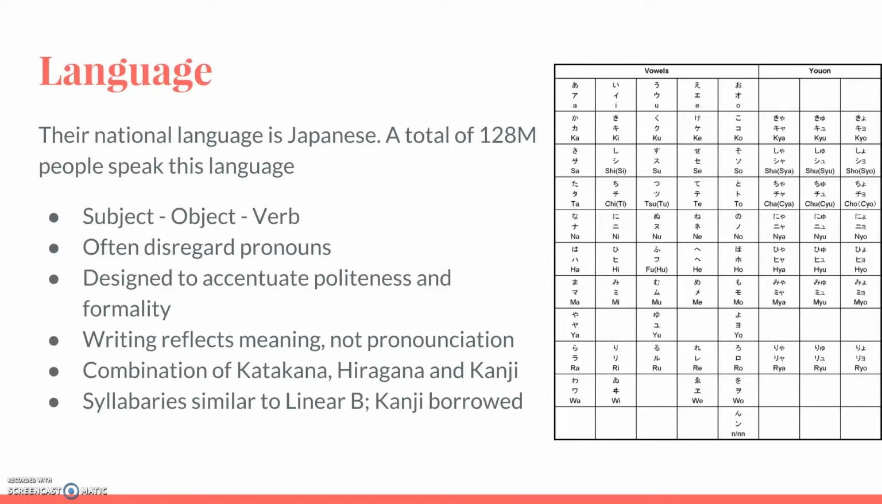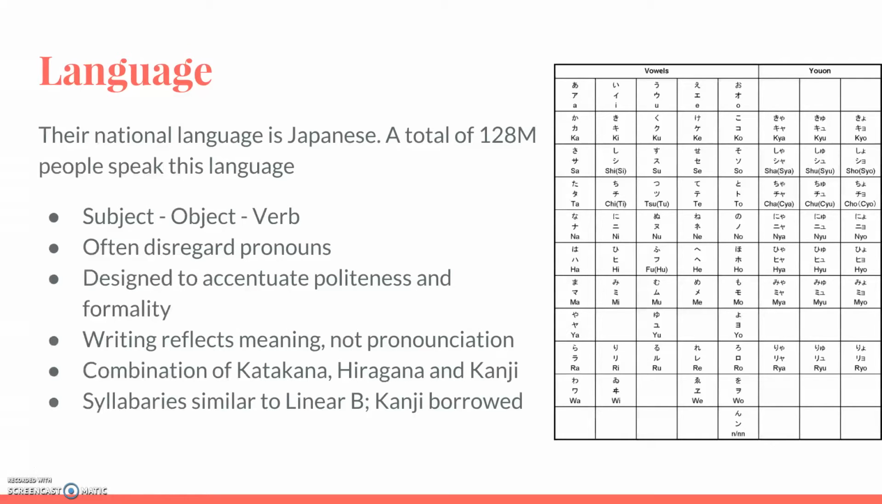A total of 128 million people speak Japan's national language, Japanese. It is structured subject-object-verb, the most common word order, and often disregards pronouns as context is usually available, sometimes resulting in single words meaning complete sentences. It also often accentuates politeness as a result of its culture and history. In writing, the characters reflect meaning, not pronunciation, borrowing Chinese writing, kanji, of which children are forced to learn thousands of different characters, in addition to its 2 syllabaries, katakana and hiragana.